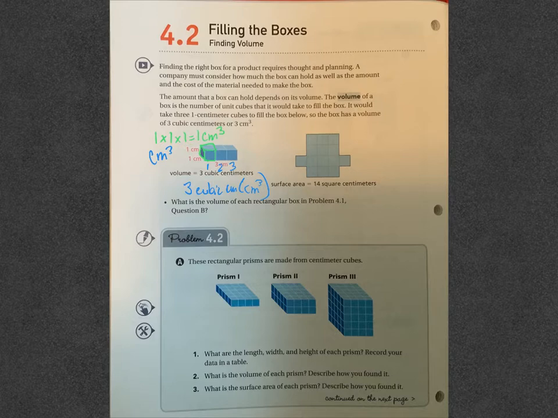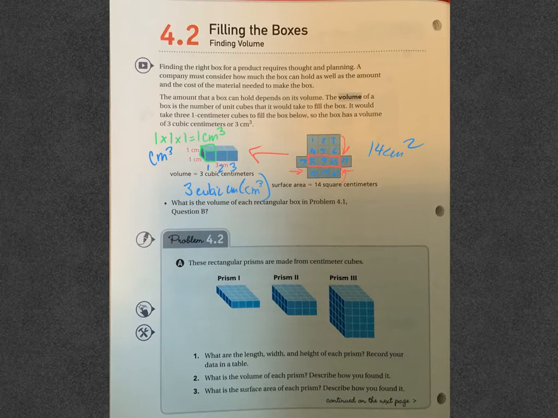So you can go 1, 2, 3, 4, 5, 6, 7, 8, 9, 10, 11, 12, 13, 14 centimeters squared. Or what you could do is break this up into where the net is going to fold into that rectangular prism, right? So you can see that this will fold that way, that will fold that way, that will fold that way, and that will fold that way, making this shape.